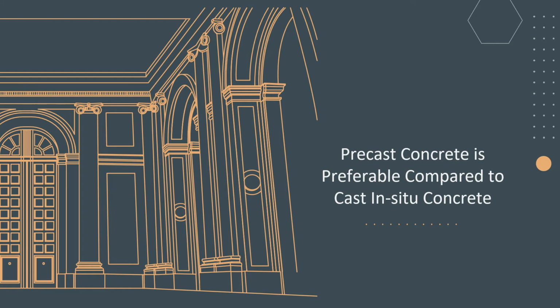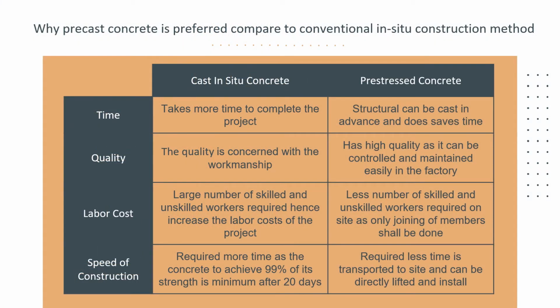Next, we continue with justification of precast concrete is preferable compared to cast in situ concrete. There are several justifications on why precast concrete is preferred compared to conventional in situ construction method. In a construction project, time, quality, and cost are the main factors that need to be considered. As you can see, the top three of the justification advantages are more on pre-stressed concrete. As the pre-stressed concrete take less time, hence the speed of construction will increase.